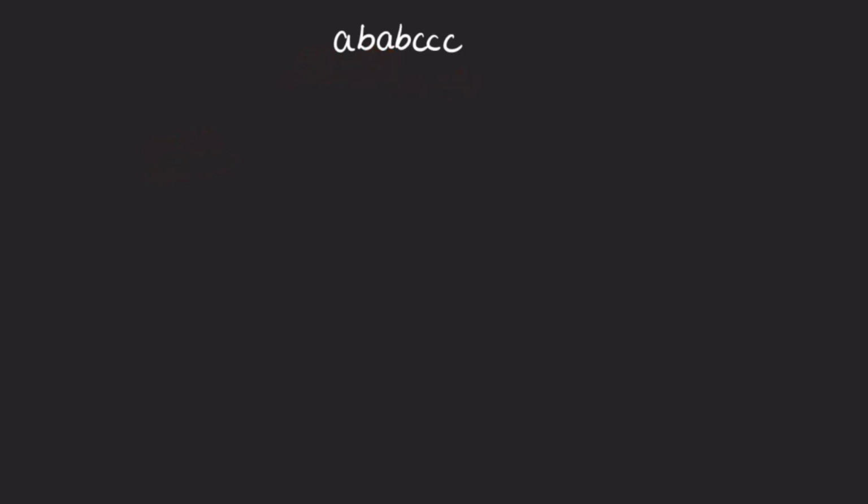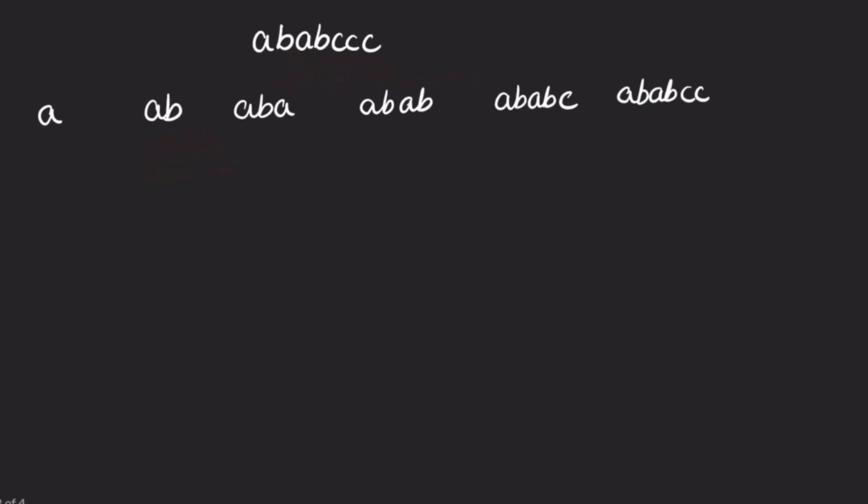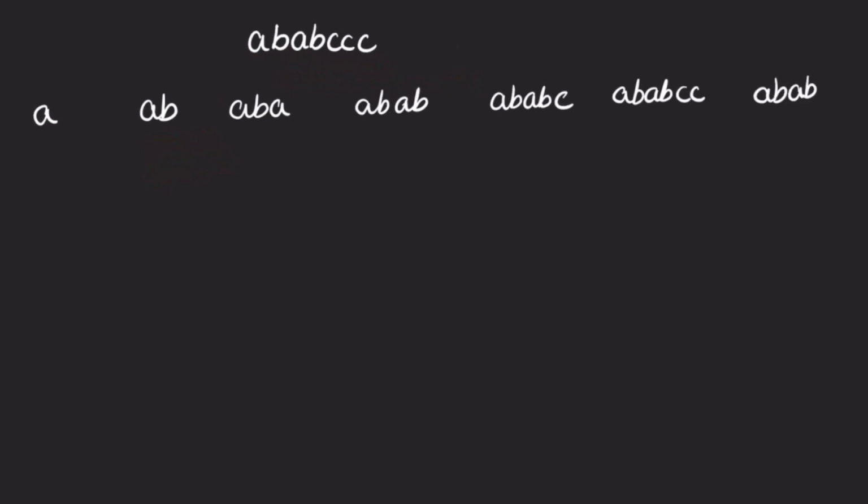So first I'm saying that the substring that I'm considering is A, because it is the first substring of length 1. Then I'm saying that I will consider a substring of length 2. So I will take AB, right? Then I'll take ABA, then ABAB, then I can take ABABC, then I can take ABABCC, and then I can take ABABCCC, right? I can start with all of these.